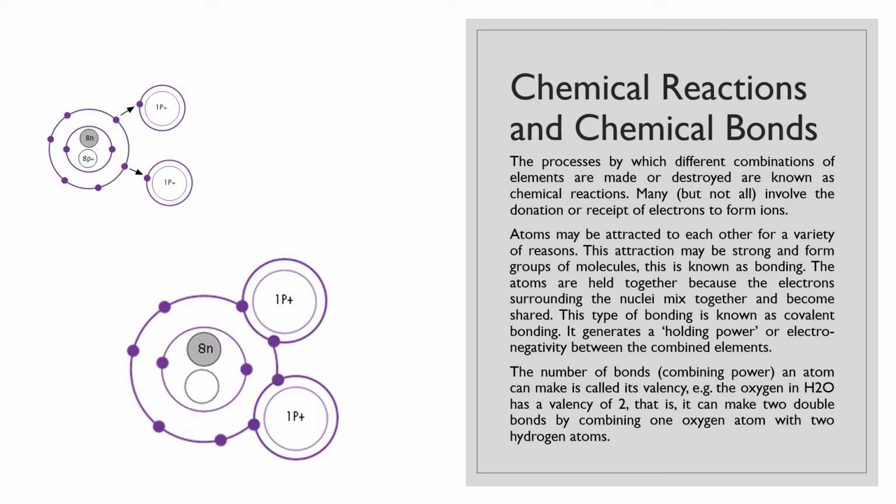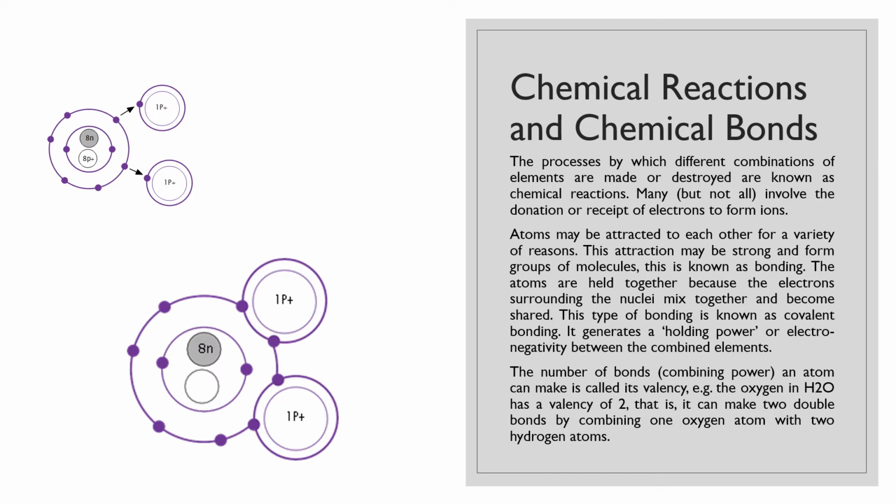Atoms may be attracted to each other for a variety of reasons. This attraction may be strong and form groups of molecules. This is known as bonding. The atoms are held together because the electrons surrounding the nuclei mix together and become shared. This type of bonding is known as covalent bonding. It generates a holding power, or electronegativity, between the combined elements.